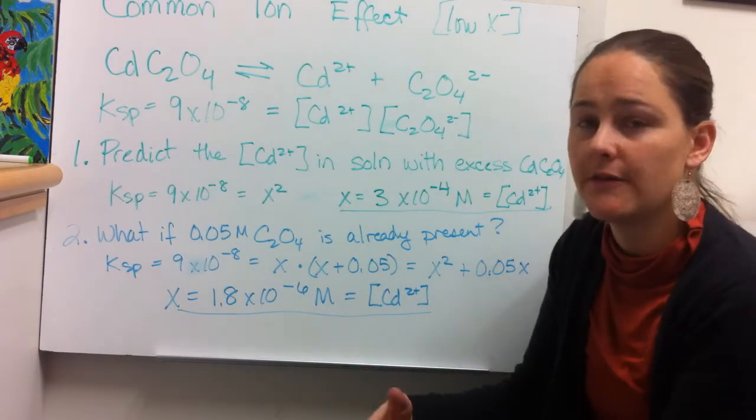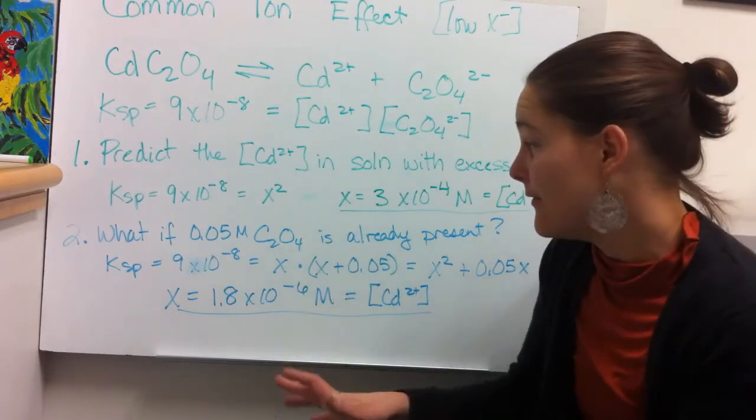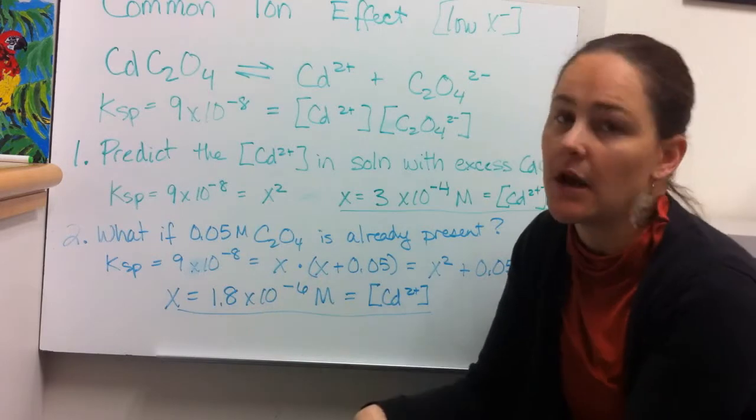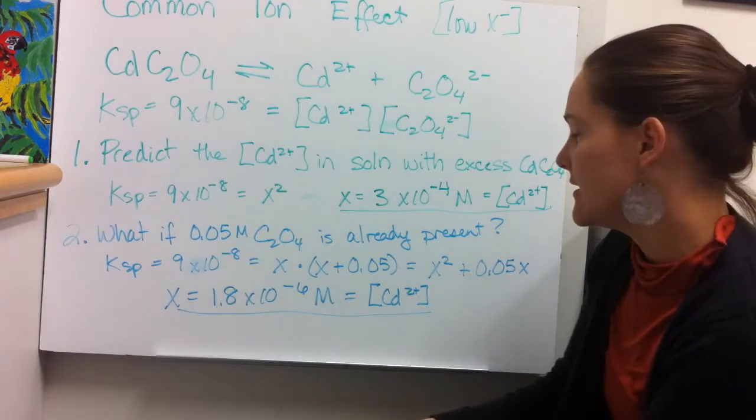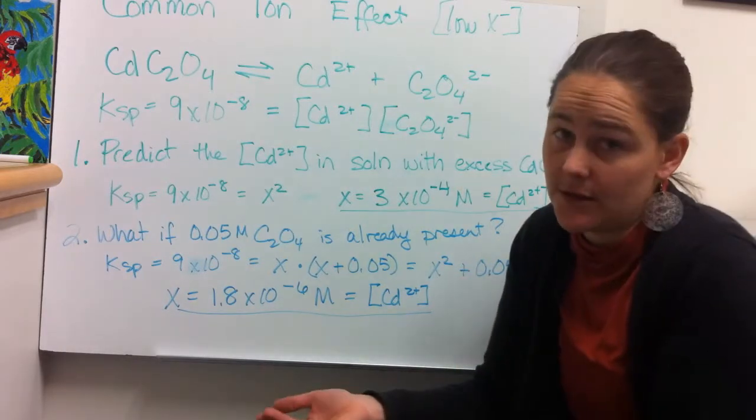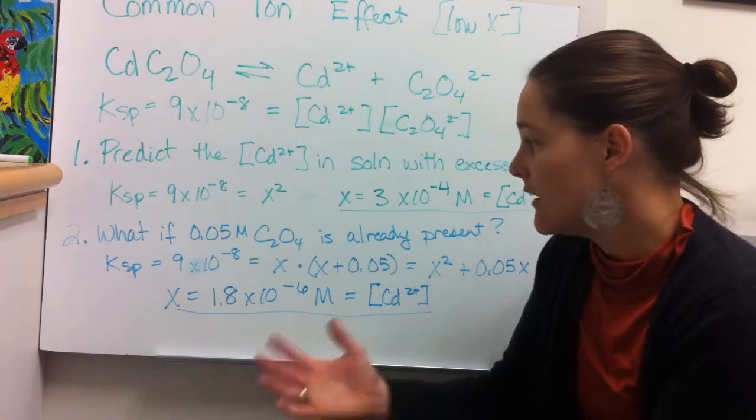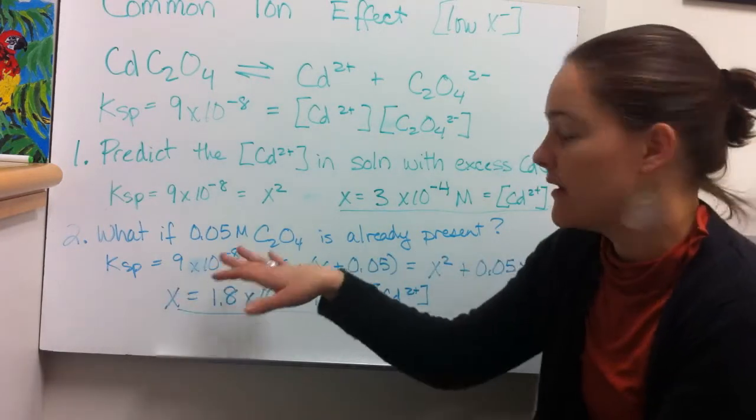Is the concentration of cadmium 2+ in solution. But what if we started with a solution that already had some oxalate in it? So say 0.05 molar oxalate was already present in the solution when we added the cadmium oxalate. Well, then we have a slightly different KSP expression.